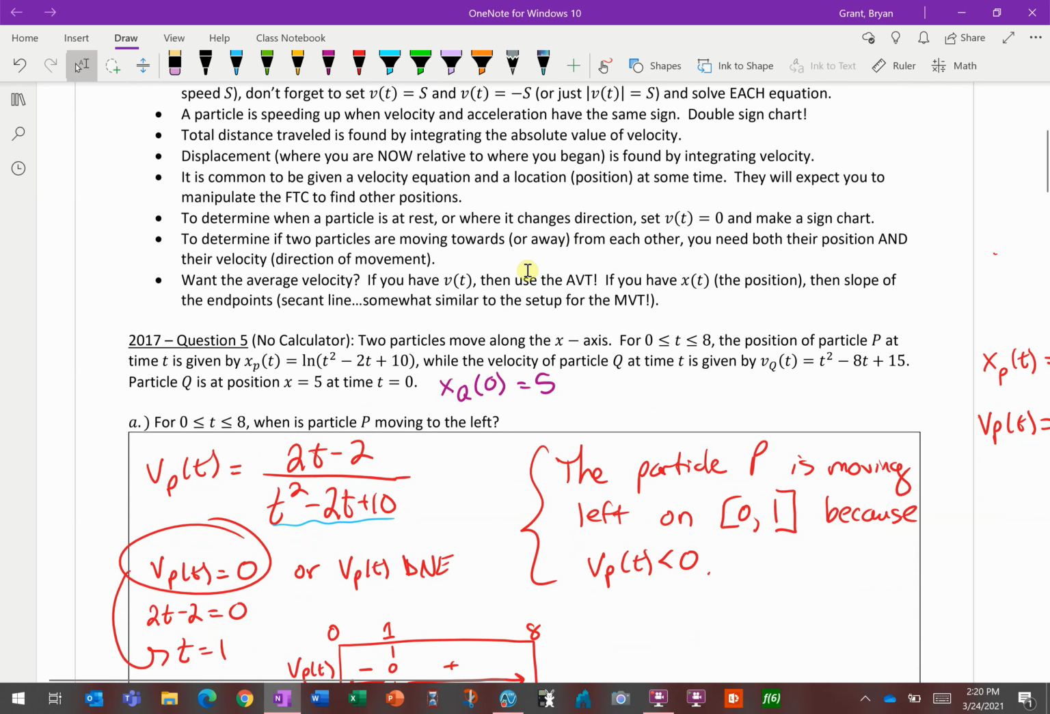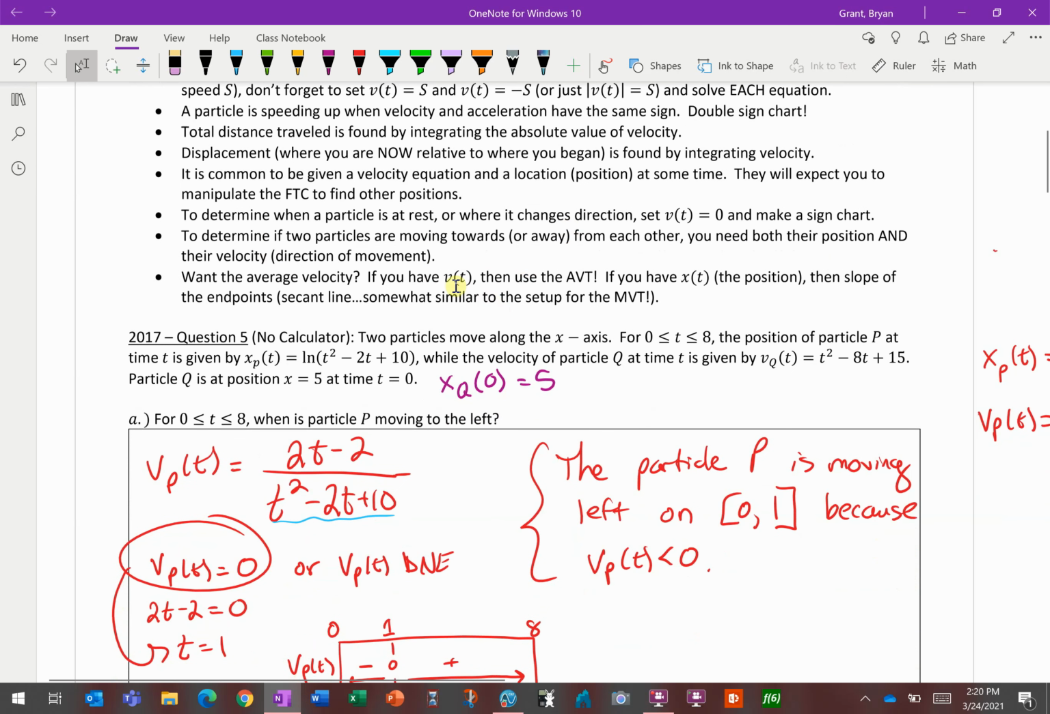And if you want the average velocity, well, if you have v of t, then you use the average value theorem, 1 over b minus a times the integral of v of t. However, if you have the position, then you use that slope of the endpoints, difference quotient, secant line, average rate of change, whatever sounds good to you.